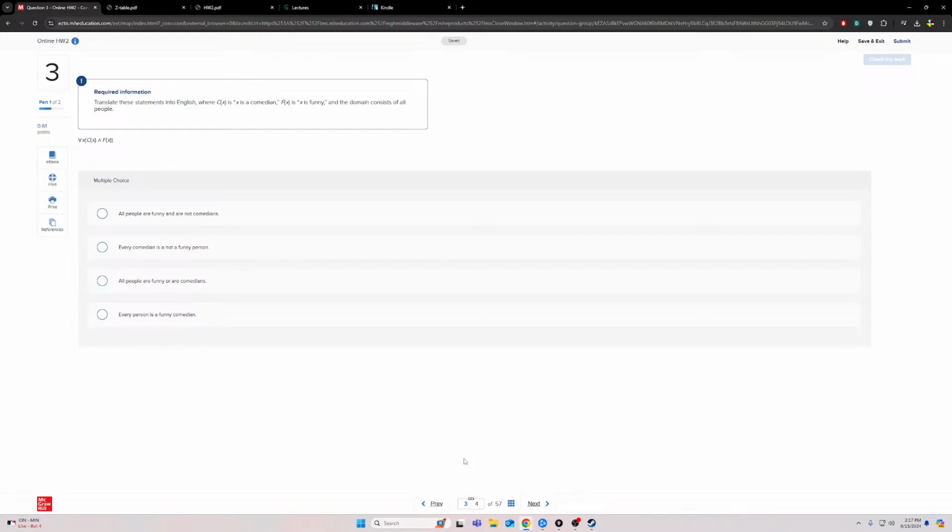Translate these statements into English, where C(x) is x is a comedian, F(x) is x is funny, and the domain consists of all people. So this is for all, or for everybody. x is a comedian, and that same person is funny, or everyone is funny. Everyone's a comedian, and everyone's funny. Everyone is a comedian and funny. All people are comedians and funny.